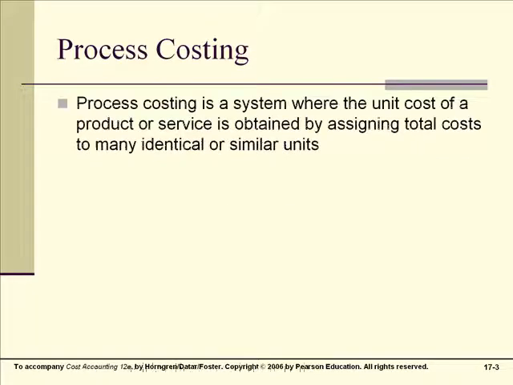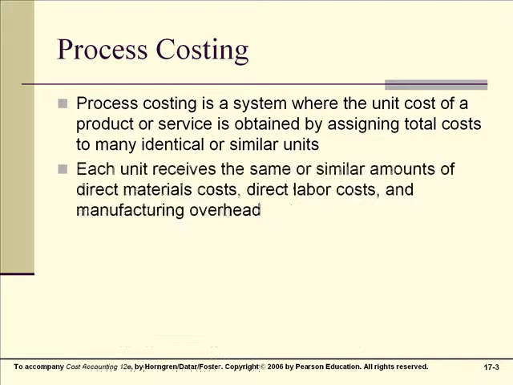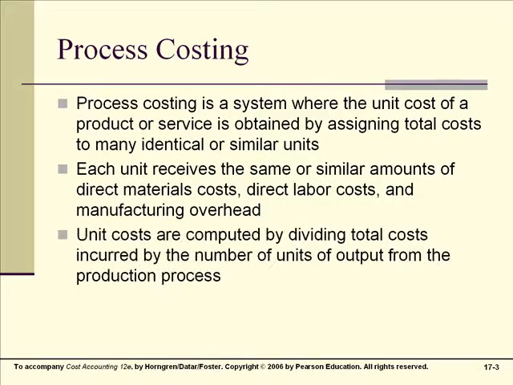Now, process costing is a system where the unit cost of a product or service is obtained by assigning the total cost to many identical or similar units. Each unit receives the same or similar amount of direct material cost, direct labor cost, and manufacturing overhead. So very much it's an average cost type of concept. Unit costs are then computed by dividing total cost incurred by the number of units of output from the production process. Again, since we're taking total cost divided by units, the emphasis in process costing really is on a type of average cost.